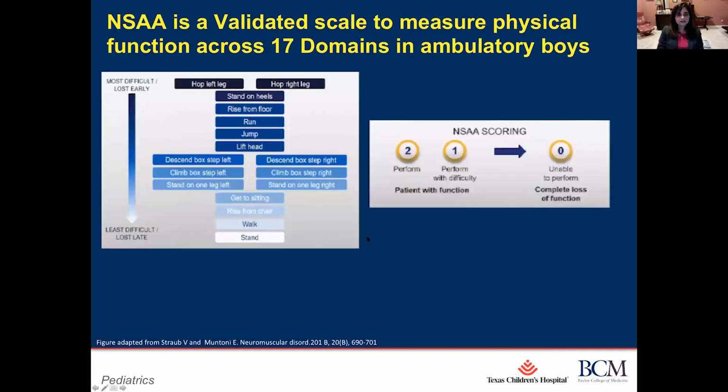The North Star Ambulatory Assessment is a validated scale, and it's been used in most of the studies for Duchenne muscular dystrophy. It has 17 items, ordered from most difficult to least difficult, which patients lose late. We give 2 points if they can perform that skill, 1 point if they perform it with difficulty, and 0 when they're unable to perform. So the total is 34 points they can get.